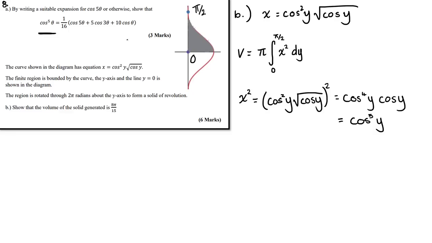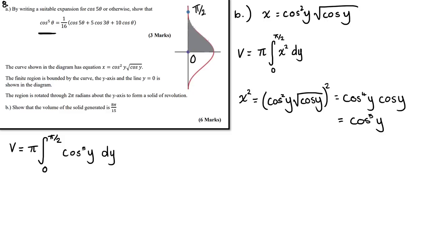Okay. So therefore, using our formula here for V, V is going to be equal to pi times the integral from, again, 0 to pi over 2 of x squared. And x squared, like we just said here, is cos to the power of 5y. And again, we integrate here with respect to y. So dy. And at this point here now, we're on to a good start.